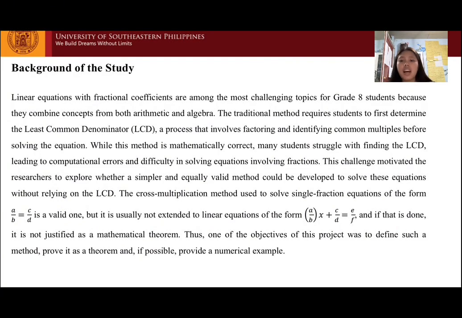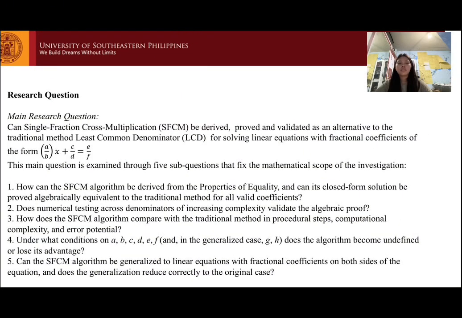So this led us to investigate whether the familiar cross-multiplication technique used in proportions could be generalized and formally proven as an alternative algorithm for solving linear equations with fractional coefficients. So as a result, we developed the single fraction cross multiplication algorithm, or SFCM, proved its validity mathematically, and compared it with the traditional LCD method.